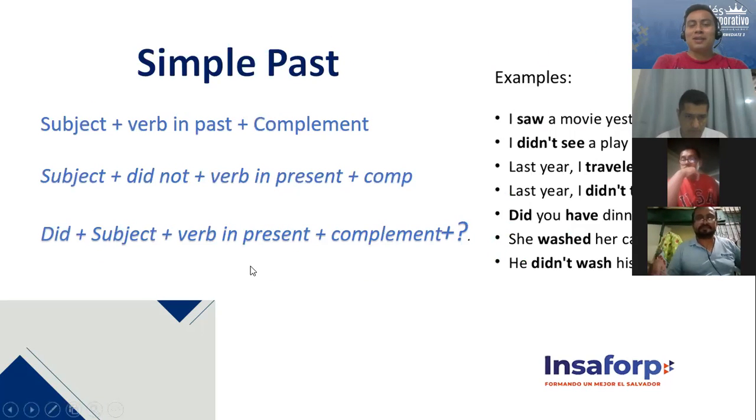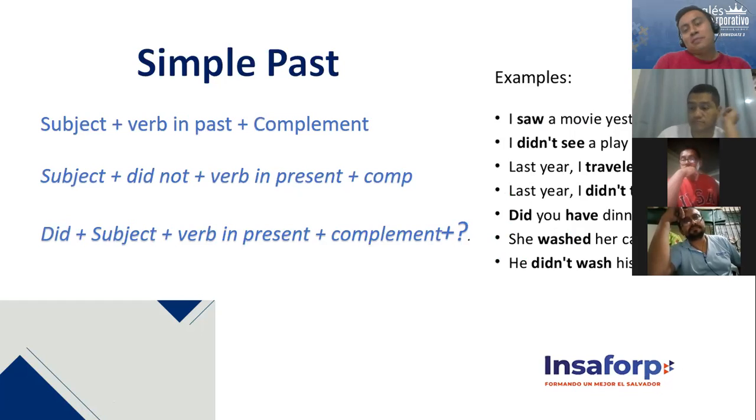So take a look at this one. Now, let's talk about simple past. I know you guys know this already, but let's review, okay? The simple past, guys, is just subject plus verb in the past. And then we have an example on my right. I don't know if you can see it. The first one is, I saw a movie yesterday. Simple past. What happens if we want to make a negative? What do we use?